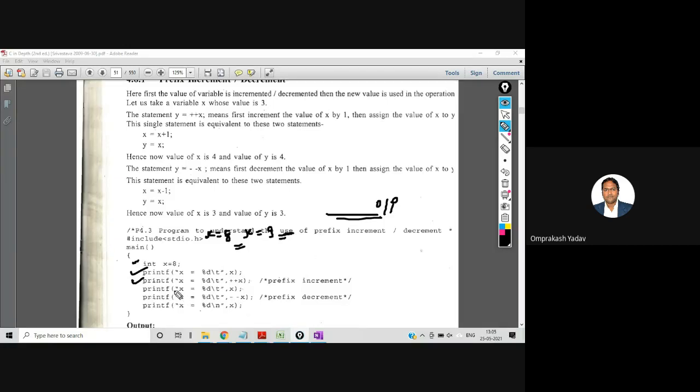And then the next statement is what? x is equal to, and the value of x simply has to be printed. So this will be x is equal to 9, and then again there will be spaces. The next statement is x is equal to minus x. So this is a pre-decrement. First the value will be decremented, so 9 will become 8 again, and then the value will be printed. So x is equal to 8. And the last statement is what? The x value simply to be printed. So this will be x is equal to 8. So this is the answer.